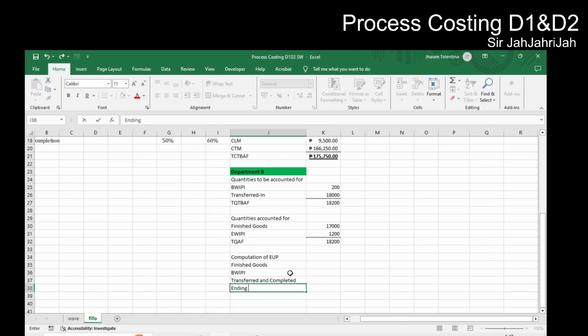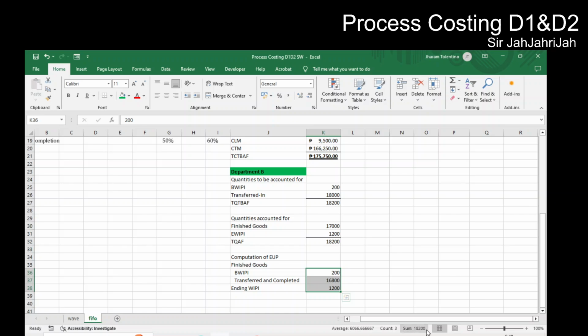And of course, our ending work in process inventory. Okay, our beginning work in process inventory has 200. Then we have 1,200. And then to complete, we have 17,000 minus, how much is again? We have 200. So we have 16,800.